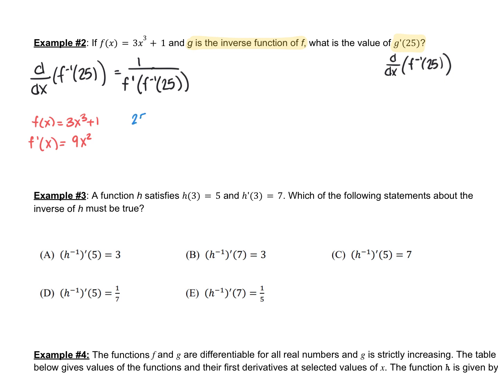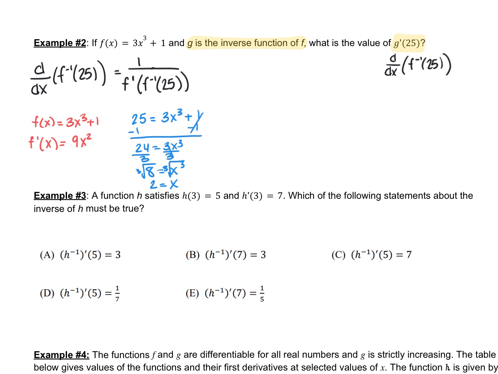So I have 25 equals 3x to the third plus 1. We quickly solve this by subtracting 1 on both sides, divide by 3, and take the cube root. Cube root of 8 is 2. So this tells me that if I have a y value of 25, that x value is 2.